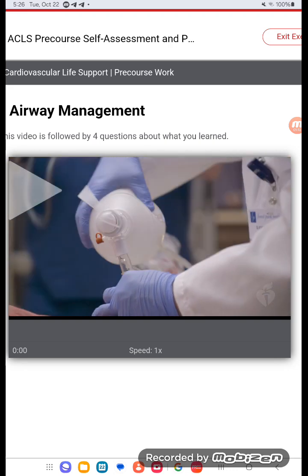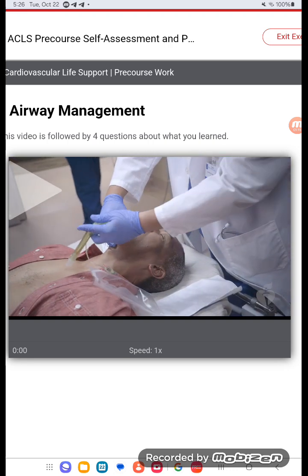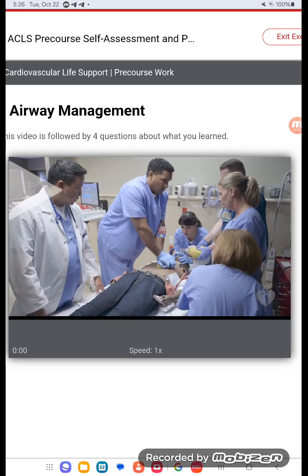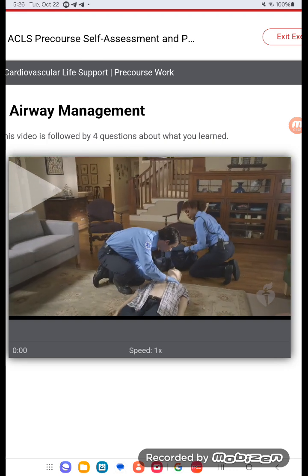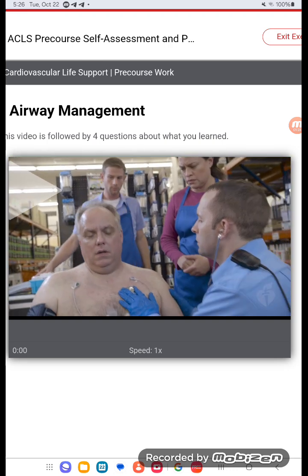The optimal method of managing the airway will vary based on provider experience, training, scope of practice, EMS or healthcare system protocols, and the patient's condition.